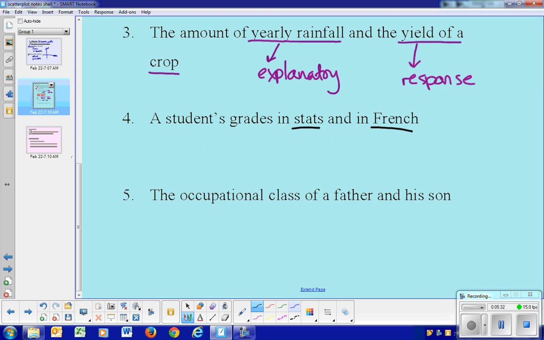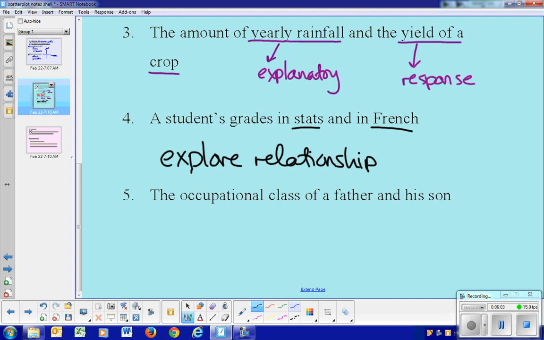So it's not that one causes the other. We would want to explore the relationship perhaps. Because my guess is that although there of course are exceptions, generally speaking, someone who's doing well in one class is doing pretty well in another class. Not always, but a lot of the time. And that is because of those other factors like diligence and perseverance and hard work and study skills and so on. Okay? The fifth one, the occupational class of a father and his son.